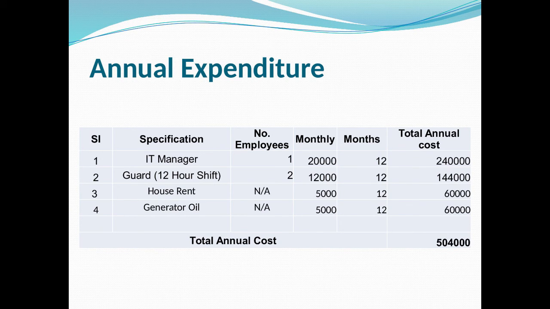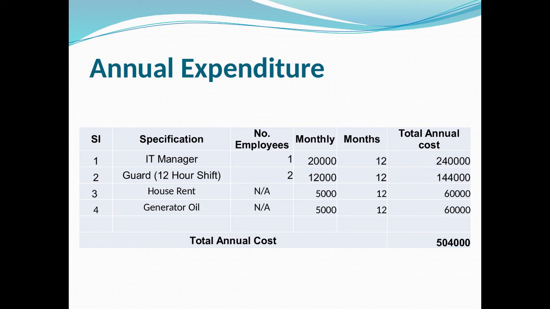This number is based on the assumption and the demand of the new graduates from the related sectors. Two guards on 12-hour shifts cost 12,000 per month and 1,44,000 annually. The rate is based on the charge at Dhaka.